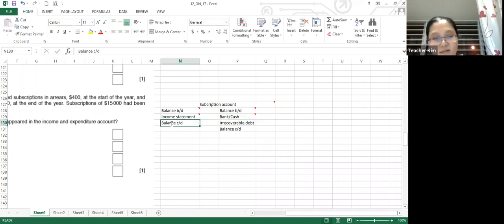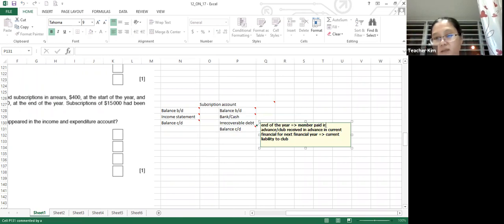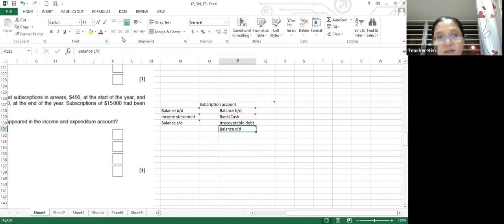Okay. Whereas in here, if you have this balance carried out in the credit side, end of the year means that member owed to the club or club has not received in current financial year, and then this one will be the current asset to the club. So this carry down will bring it to here.